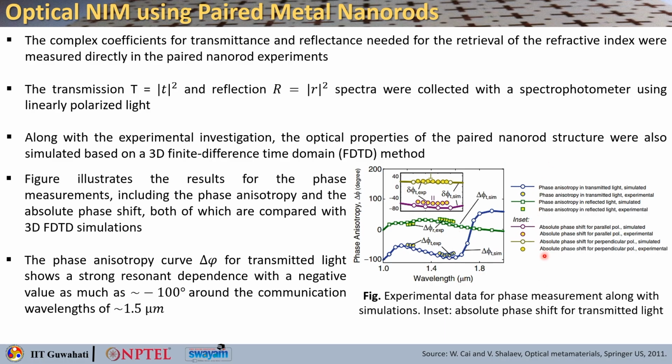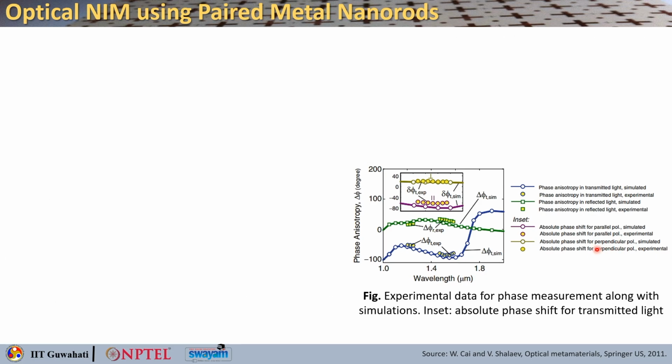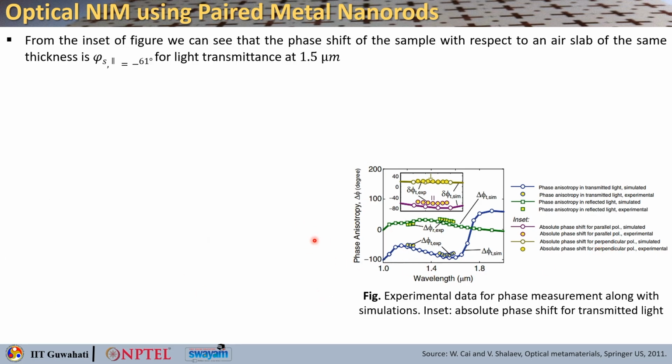So, these are the legends, okay. You can see this represents phase anisotropy in the transmitted light simulated, and the circles are the experimental one. Similarly, here you have a square for the reflected light with the line, and then only the squares for the experimental one and so on. These two are for the transmitted and the reflected light, and these are the absolute phase shift calculated for parallel polarization and for perpendicular polarization, okay. It is a busy graph, so we can go through it in steps and see what we can learn from it.